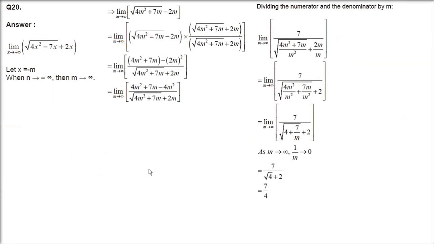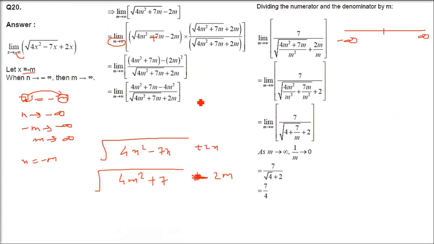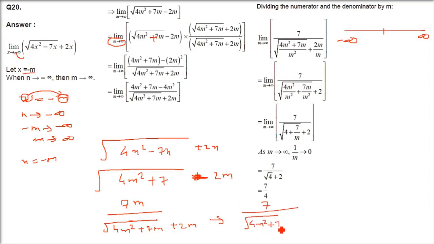So this is what we are going to do here. I showed you what we have done in a different way. Right now we are going to do it in a different way. How? You have 7m by under root 4m square plus 7m, and plus 2m. Now let us take this m in the denominator. So here m cancels, so we are taking in the denominator 4m square plus 7m divided by m, and plus 2m by m.